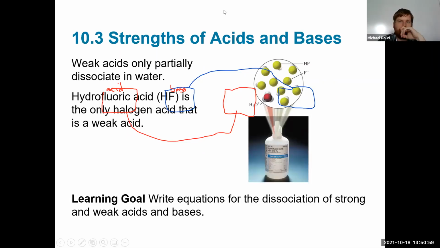Oops, okay, hold on. Let me get rid of that annotation. Oops, clear all. There we go. Sorry about that. Okay, great.